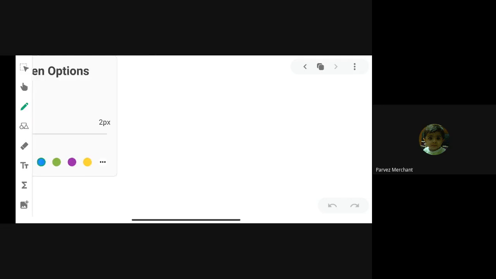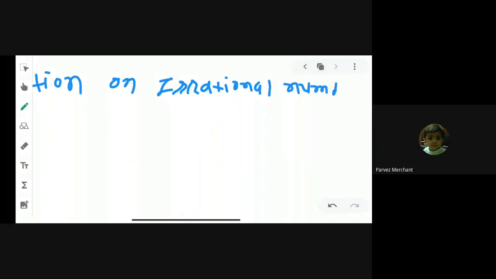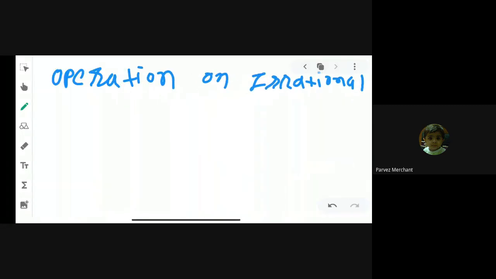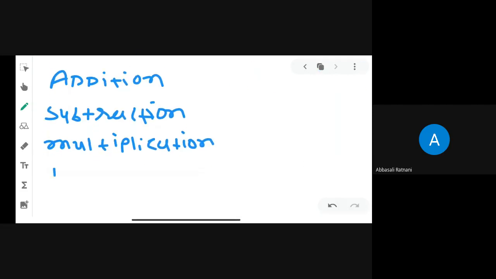Basically, what do we have to do? Operations on irrational numbers. We have four different operations: addition, subtraction, multiplication and division.